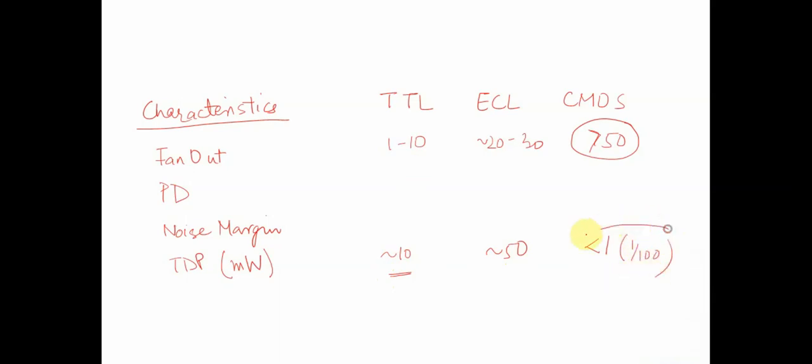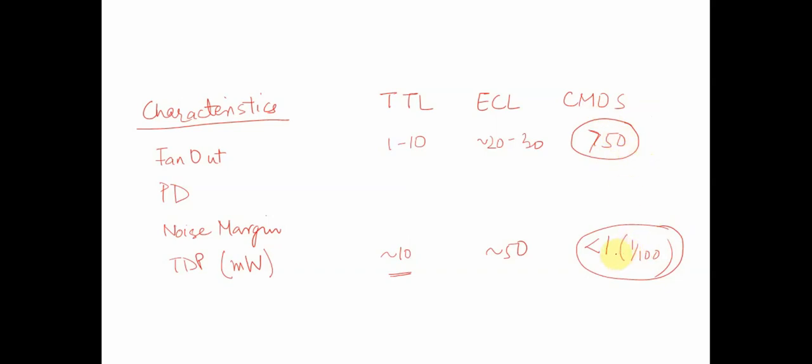So CMOS has a lower power dissipation. We will talk about why it has a lower power dissipation. That is because of how both PMOS and NMOS are connected to each other, the different sources and drains. We will talk about it. But if we have to compare the characteristics, CMOS wins hands down in fan out and TDP.